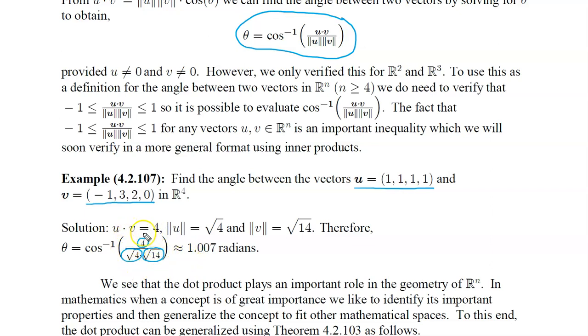If you evaluate this quantity, the arc cosine of 4 divided by the square root of 4 times the square root of 14, you should find that it is approximately 1.007, and that's going to be in radians. You could convert that to degrees if you wanted, but normally we always work in radians. And so there you go. That's how you can use this formula right here to calculate the angle between vectors.